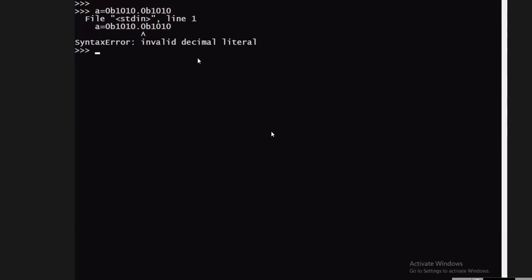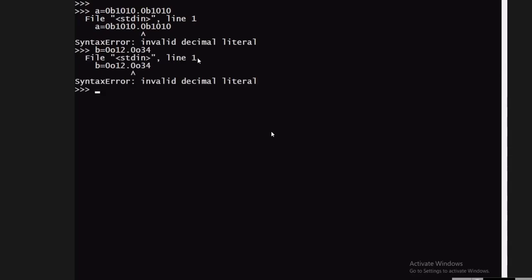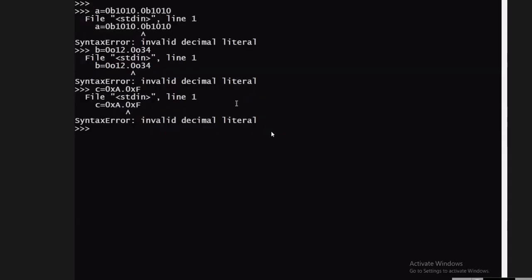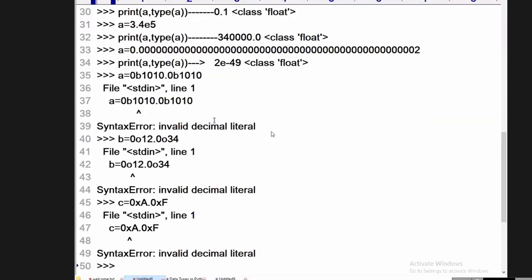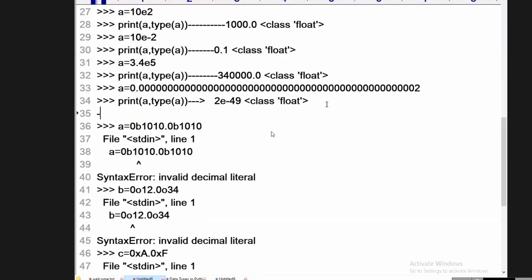Invalid decimal literals. B is equal to 0O12.0O34, never supported. Invalid. C is equal to 0x.0xf, it is called invalid. That is, our floating point values never support writing it. I'm writing this point here with some gap of line. I would like to write this.